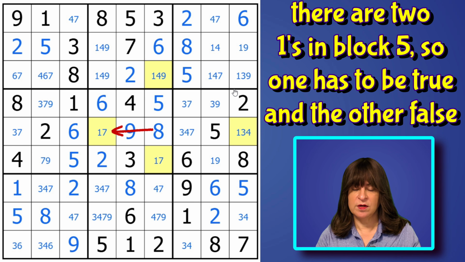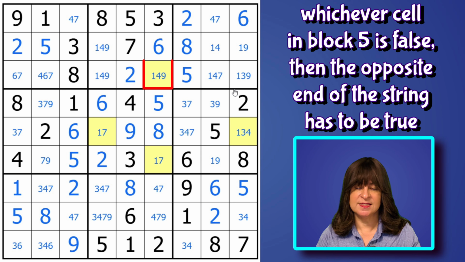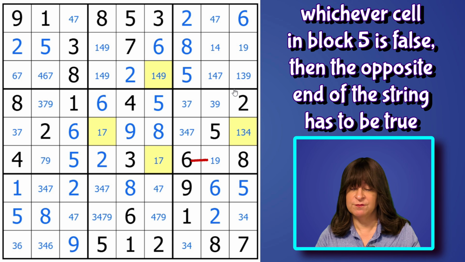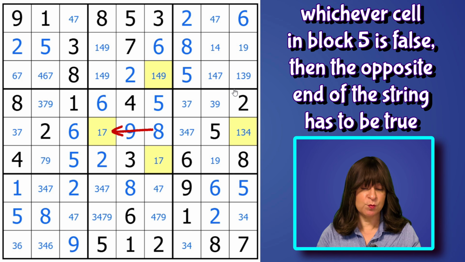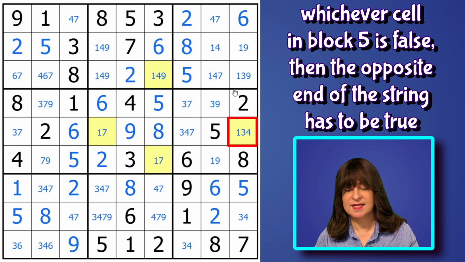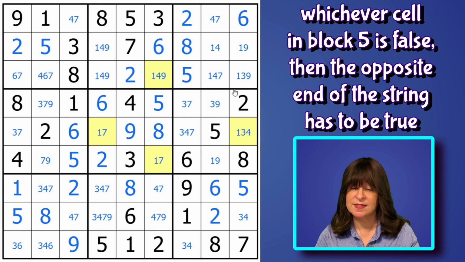If this is a 1, then this can't be a 1 since it's in the same block. And then this cell is in the same column, and it would have to be a 1. But if this is the 1, then this cell in the same block can't be a 1, and then this cell in the same row has to be a 1 since there are only 2 1s in the row.